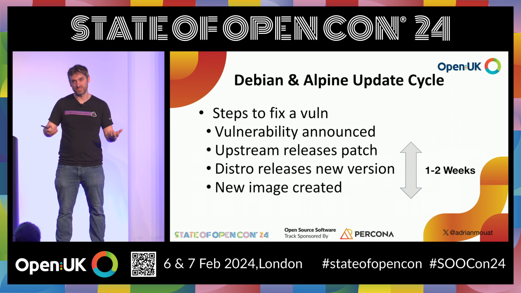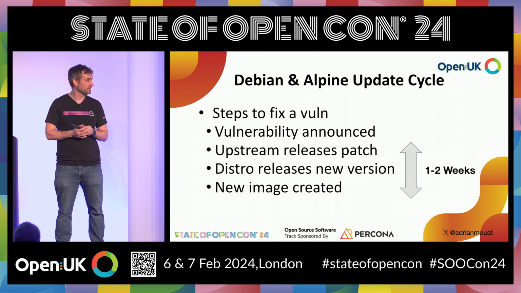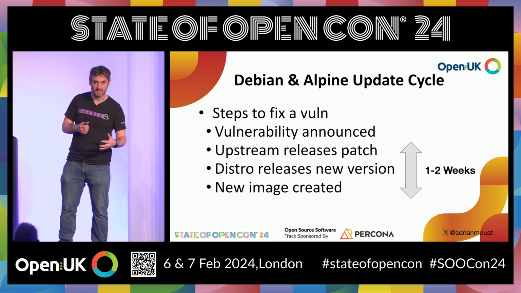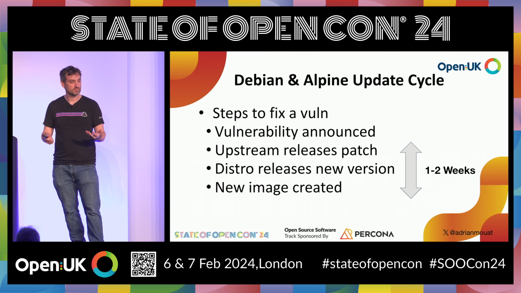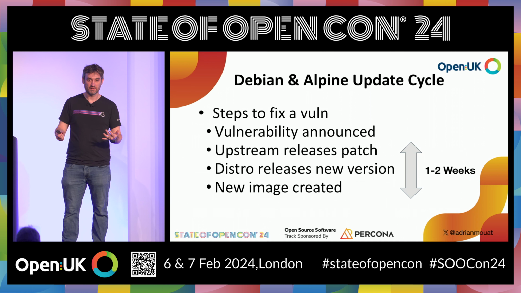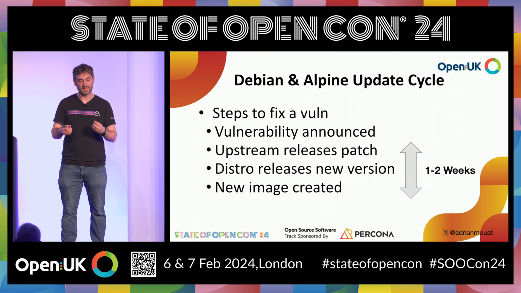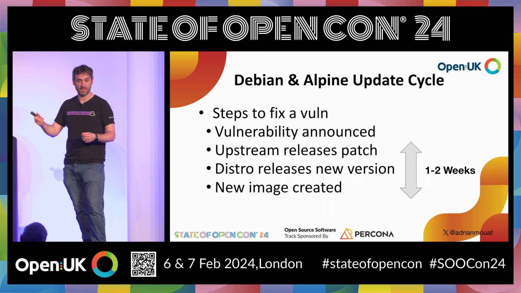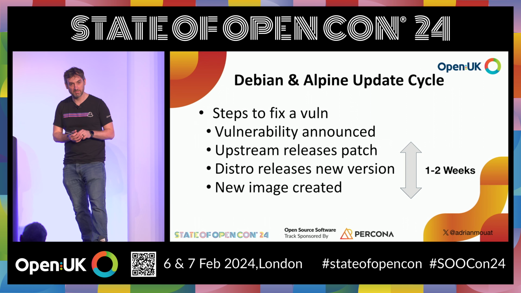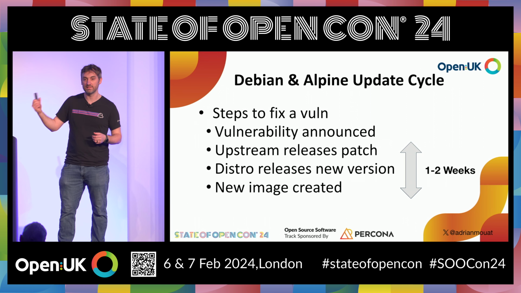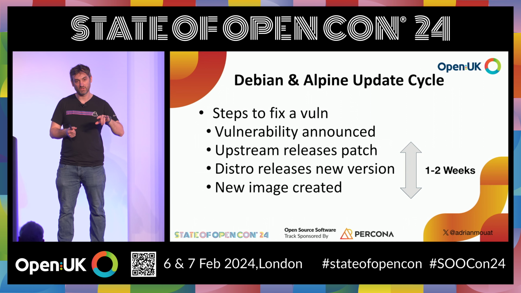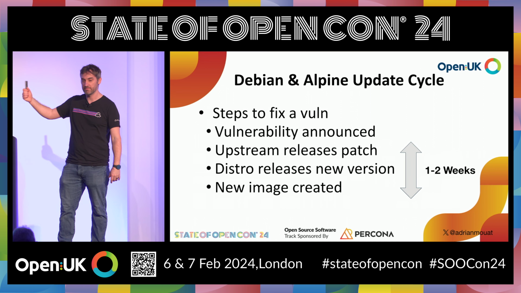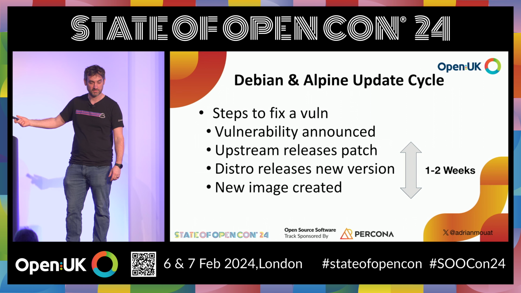Say the upstream projects, your Redis, your Nginx, your MongoDB, or whatever, release a new version. That new version has to be picked up by Debian or Alpine. They have to create a package from it, and then that package has to be built into an image by Docker Hub or whoever is creating your image. And what you will typically find is there's a 1 to 2 week lead time between a patch or a new version being released and that becoming a container image that you can download.